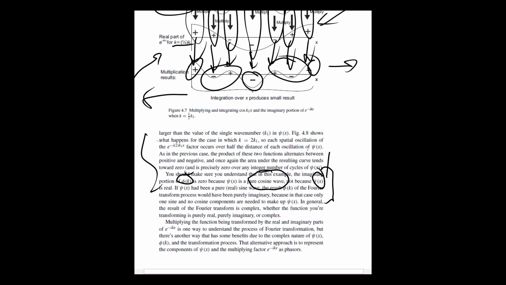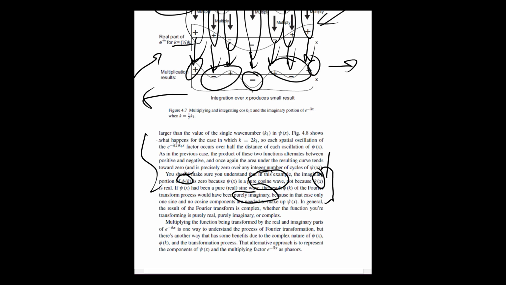If we had selected a sine of k1x as our psi of x, then the result of the Fourier transform would have been purely imaginary, because in that case, only the sine component would have turned out to be non-zero, and the cosine component would have been 0.